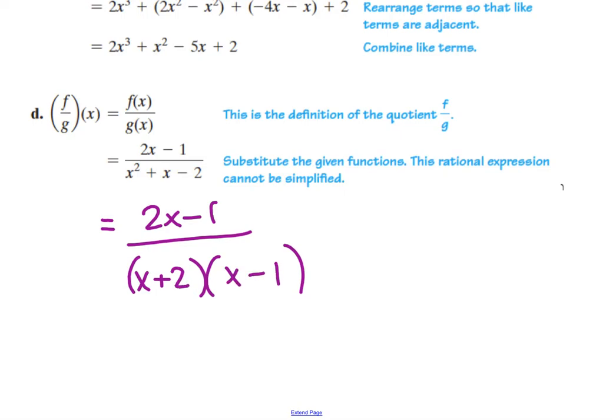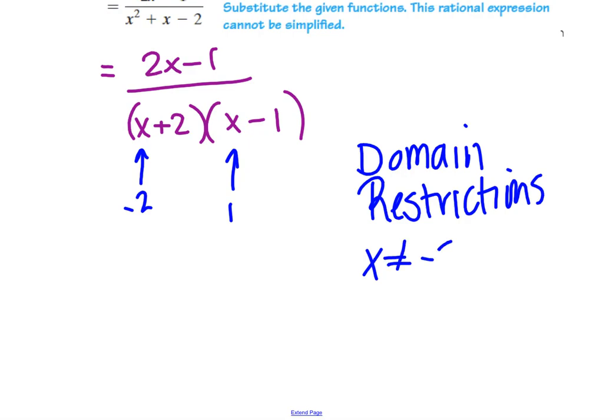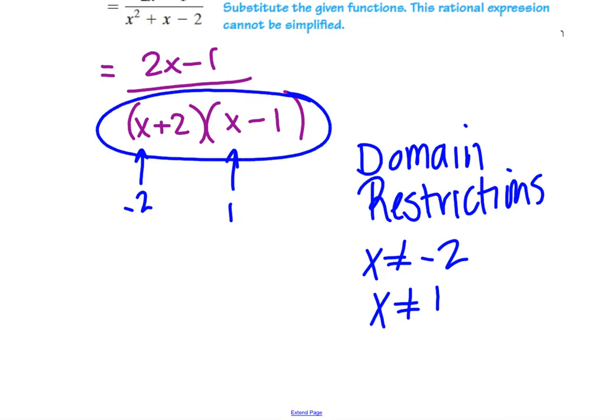What we have here is a rational function. And we've done some work already with restricted domains with rational functions. If I substitute a negative 2 into here, or if I substitute a positive 1 into here, that would make each of those parentheses a 0. So we do have some domain restrictions. And that's what's leading us into that next slide. X could not be negative 2, and x could not be 1. If we do either one of those, it's going to make this denominator a 0, which makes it undefined.